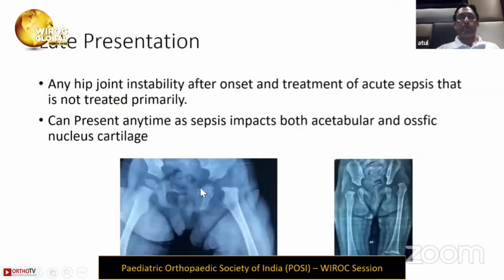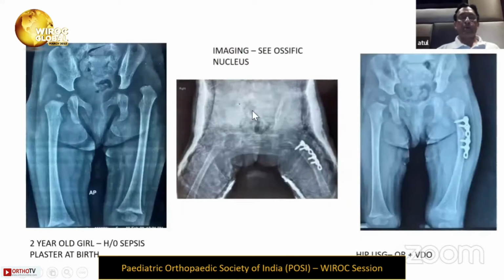Now, late presentation can also happen following treatment of the acute sepsis, and this can occur because the growth of the proximal femur, as well as the socket, can be affected. So this is an example of a child who presented at 2 years. She mimicked a DDH, but there was no osteoid nucleus seen, so we did an ultrasound scan to see the osteoid nucleus, and a femoral head was present, so we went ahead and did an open reduction and a VDRO. The only challenge here is when you open the socket, you find that the socket is full of scar tissue. How much do you debride? How much do you remove? Again, it remains challenging because you can actually damage the native cartilage.